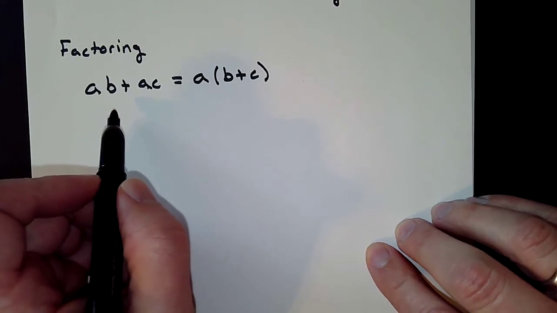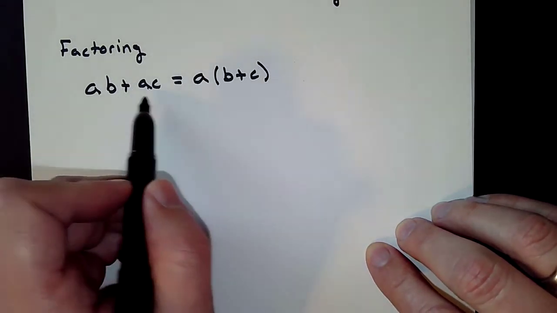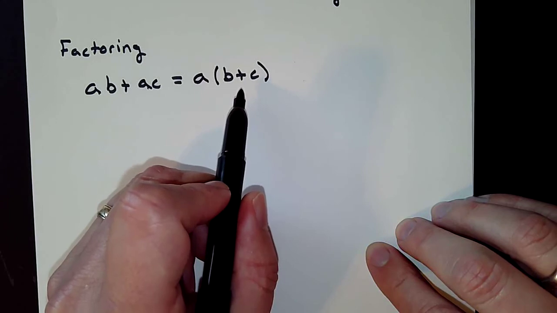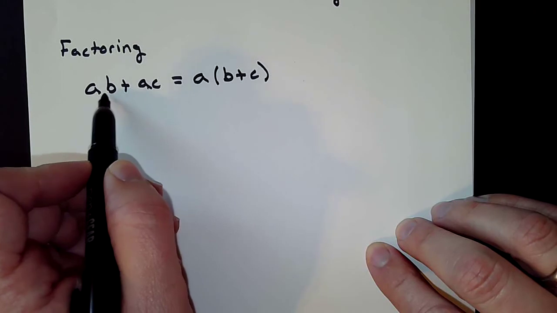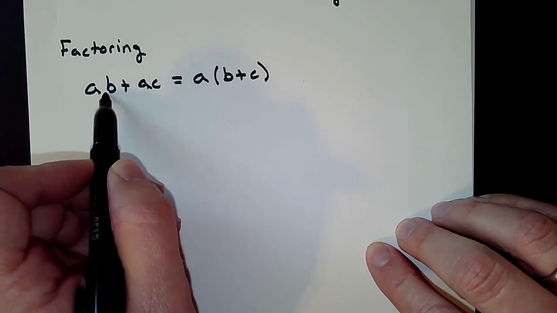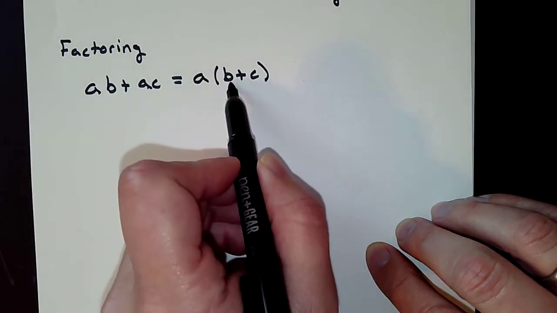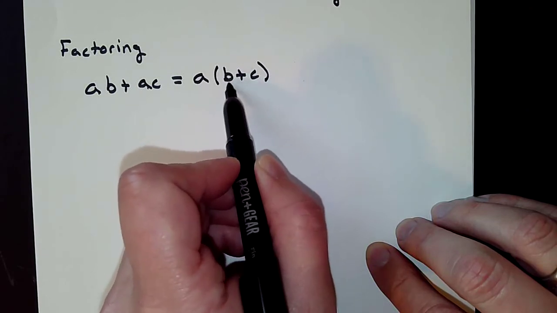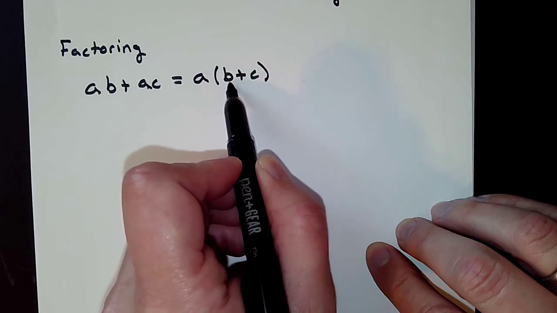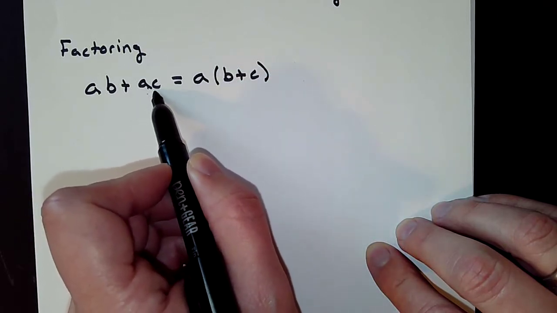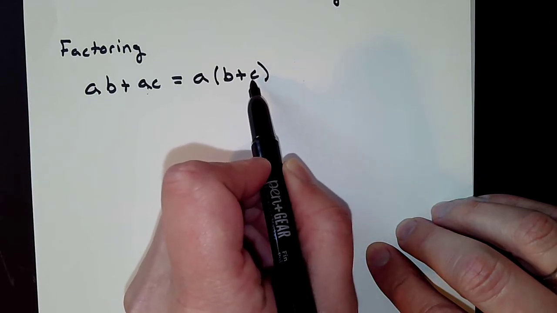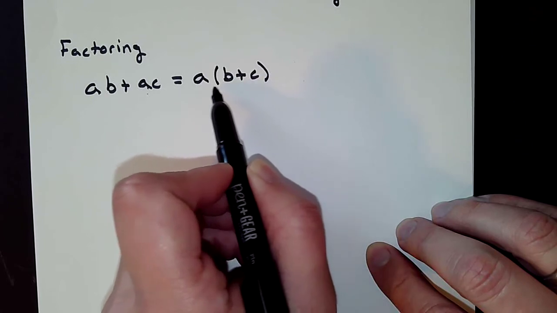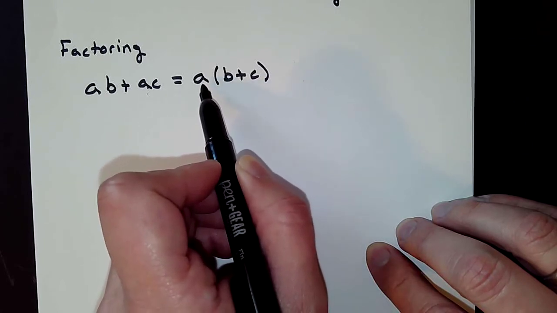Since the distributive property is multiplication, factoring can be thought of as division. So we started with A times B, and we divided it by A, leaving us with just the B. We started with A times C, we divided it by A, leaving us with just the C. The number that we divided by is out here.